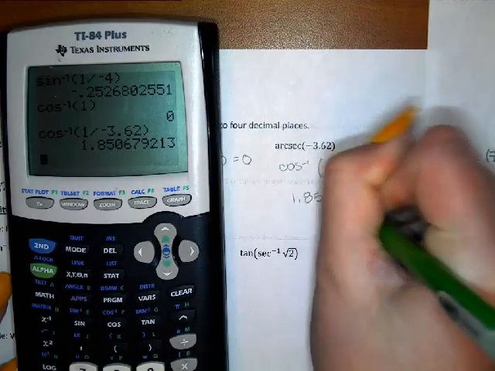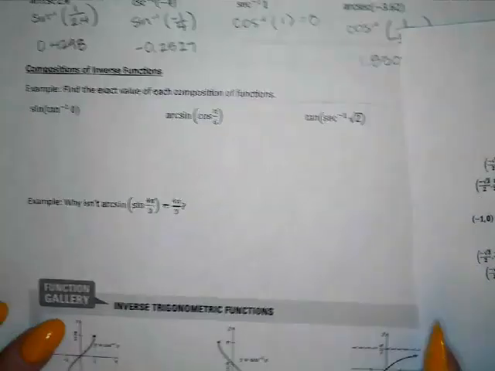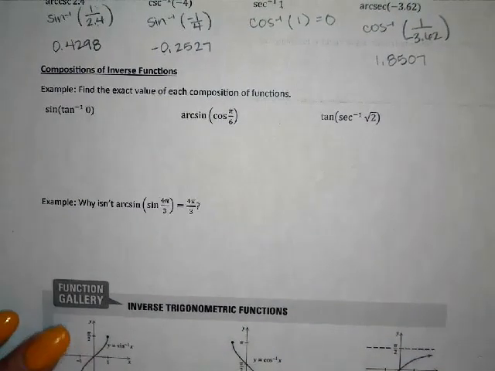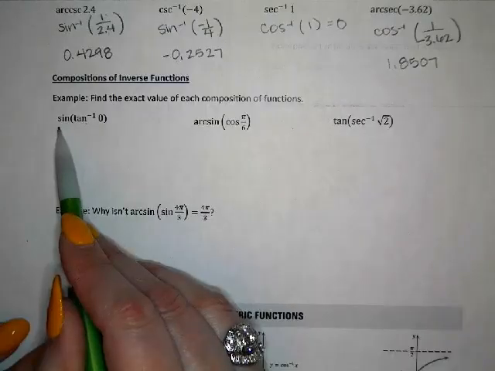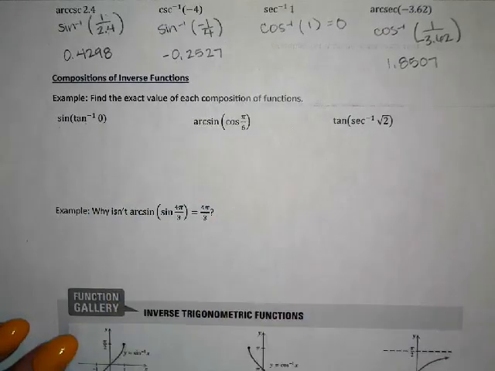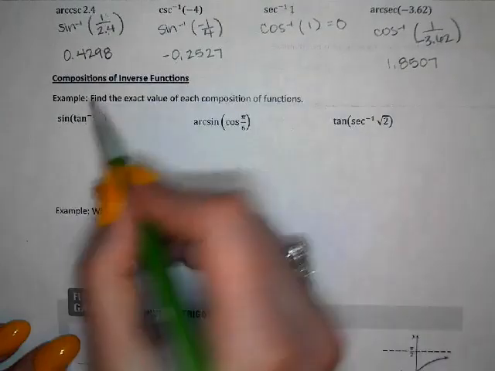All right. The next few examples are compositions of functions. You have one function on the inside, one function on the outside. Sometimes we have an inverse function on the inside and a regular function on the outside. Sometimes it's vice versa. And so we're just going to go through and do each of these, and you always work with the inside first.